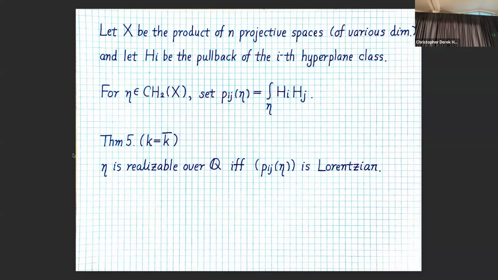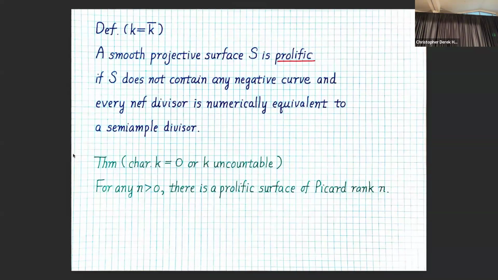The construction is based on a construction of a very particular kind of surface that we call prolific. We say that a smooth projective surface S is prolific if it does not contain any negative curve, and every nef divisor is numerically equivalent to a semi-ample divisor. So the first condition, no negative curves, tells you that the nef cone of your surface is as large as possible and is completely round. And there will be many, many rational points on the boundary of this nef cone.